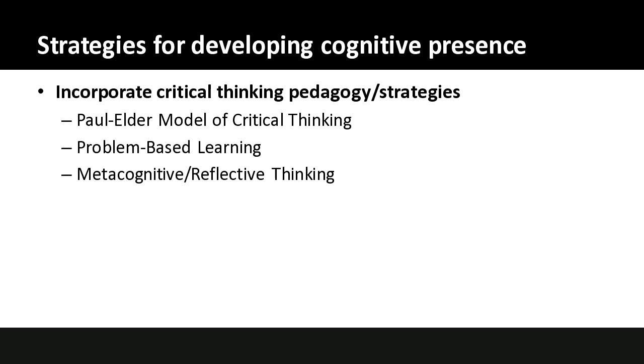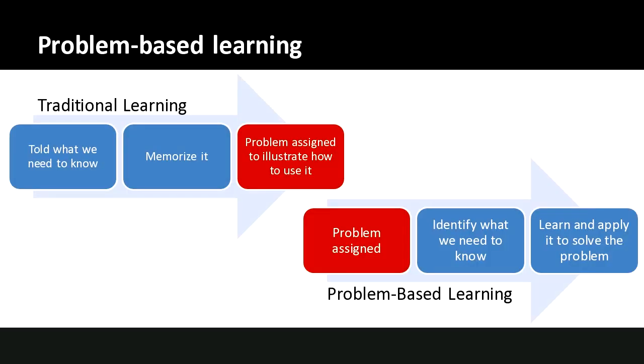So, some strategies for you to include. Again, we'll refer back to the model of critical thinking. We'll look at problem-based learning and reflective thinking as different strategies you can incorporate into your course. Problem-based learning is slightly different from traditional learning in that generally we tell students what they need to know.